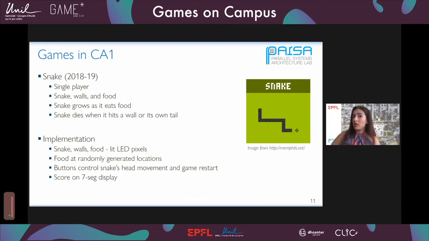Then in 2018, we went for the Snake game, a single player game with the snake, walls, and food. Snake would grow as it finds food, and it would die if it hits a wall, edge, or itself. As far as implementation goes, students had to represent the snake, walls, and food as LED pixels that are lit. They needed to generate food at randomly selected locations, use buttons to control the snake's head movement or game restart, and this time show the score on a 7-segment display.